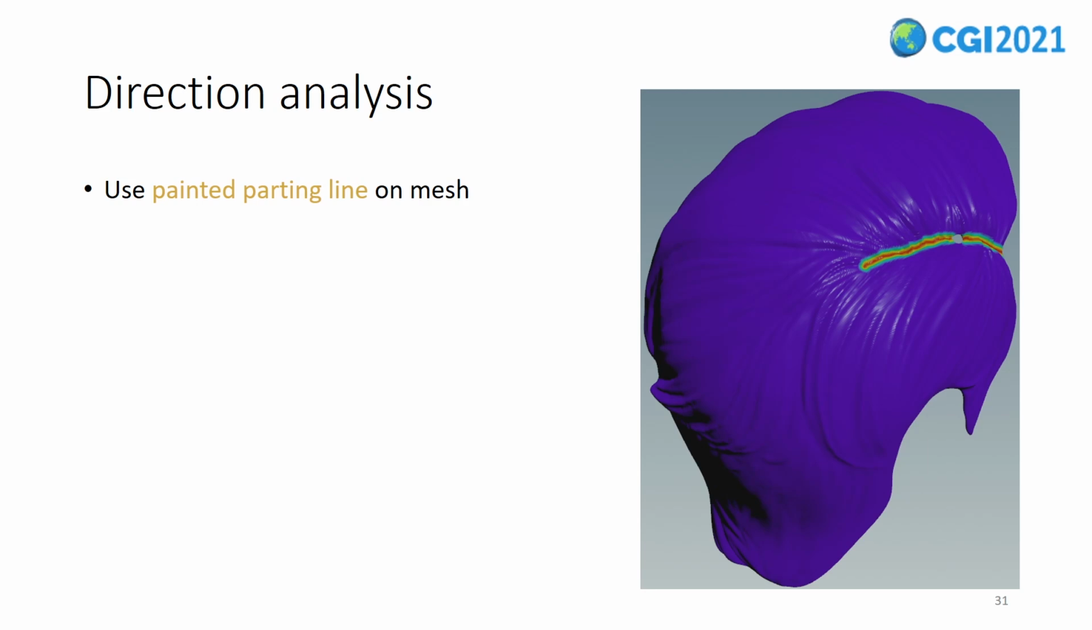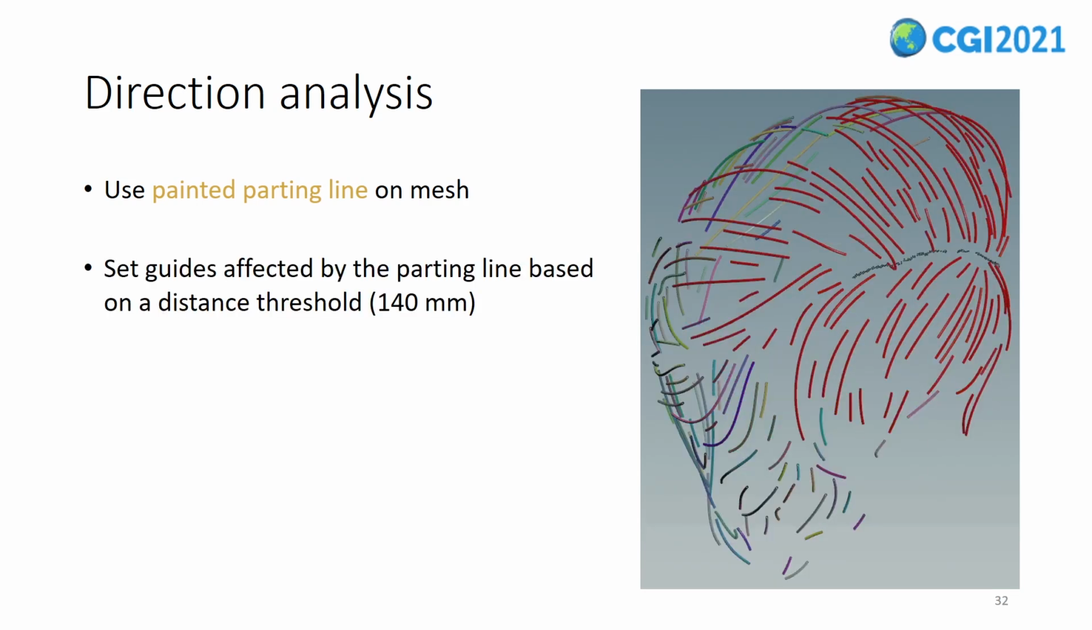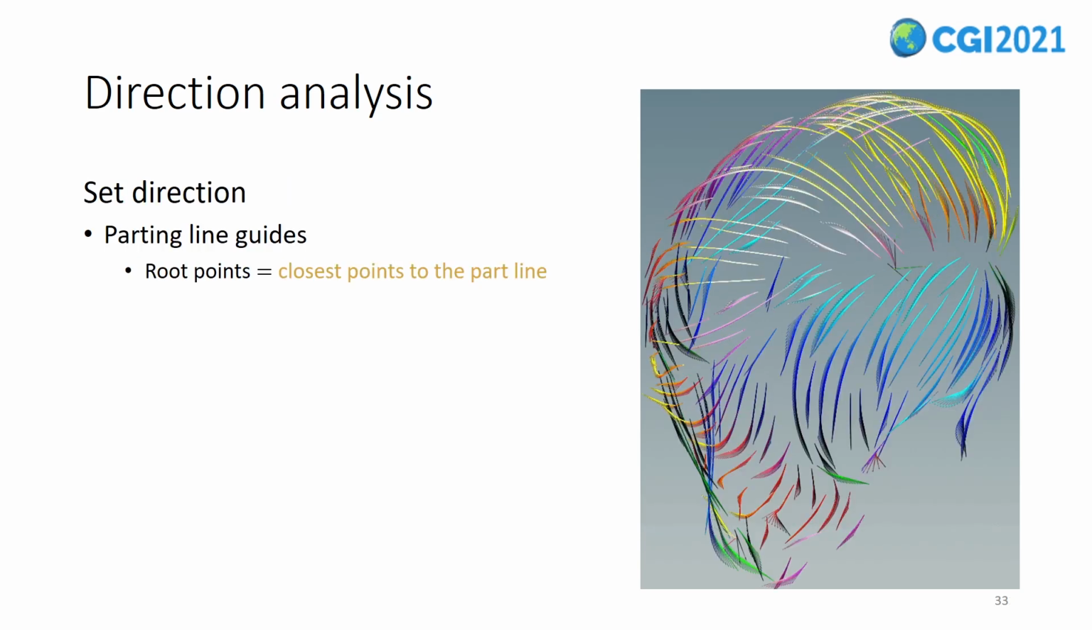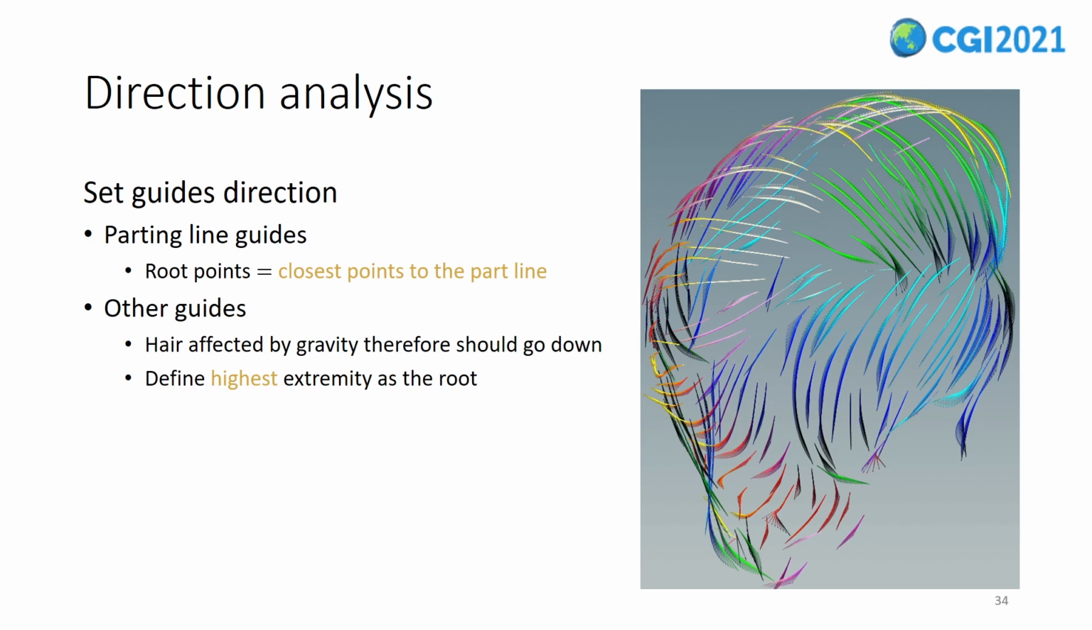To do that, we use a painting parting line on the mesh. Then we set the guides affected by the parting line based on a distance threshold. To set the directions for the parting line's guides, we say that the root is defined by the closest point to the parting line. And then for all the other guides, since hair is affected by gravity, we say that the highest extremity is the root.